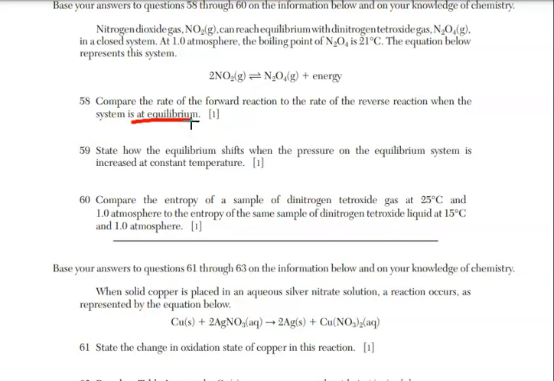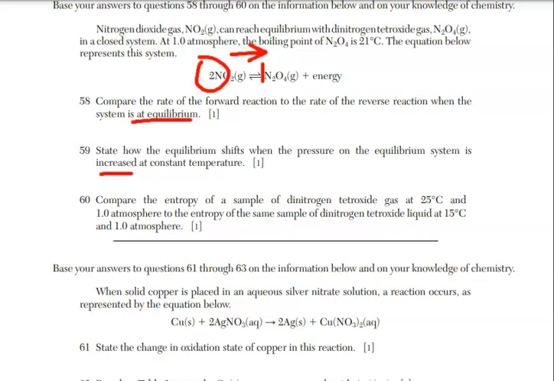59, state how the equilibrium shifts when the pressure on the system is increased at constant temperature. Well, in order to know how pressure affects this equilibrium, first of all, we have to have substances in the gas phase, which we do. Then we're looking at moles of gas. On the left-hand side, we have 2 moles of gas, and on the right-hand side, we have 1 mole of gas. If we increase the pressure, the equilibrium wants to favor the side with less moles, which means that it's going to shift to the right. So that's exactly what we would say. It's going to shift to the right when the pressure is increased.